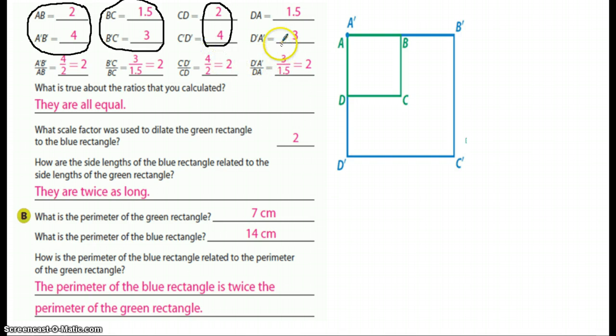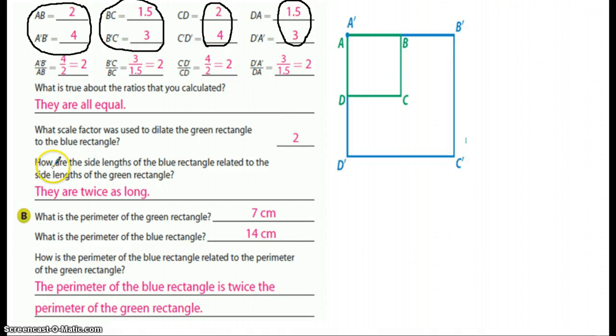We'll get 2. And again, D prime A prime divided by our original, and we'll get 2. Okay? So, question. What is true about the ratio that you calculated? 2 equals 2 equals 2 equals 2. They're all equal. So what is the scale factor? Your scale factor, as we said previously, is the reduced ratio. So the actual scale factor is 2. And the green one was dilated by a scale factor of 2 to create the blue.